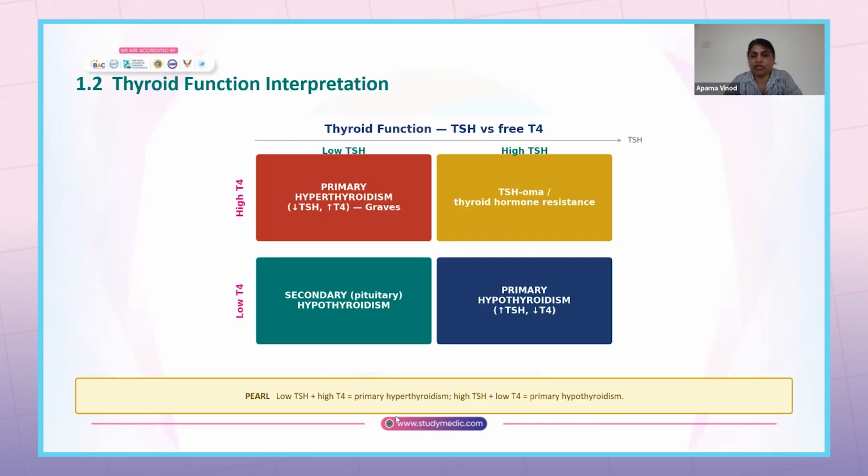Now you have primary hypothyroidism in the blue box, in which we have low thyroid hormones. Since it is primary hypothyroidism, the gland fails to produce enough thyroid hormones, and the pituitary is trying to stimulate the gland to produce more. So you will have a high TSH with low T4. And when the TSH is high and the T4 is high as well, it is thyroid hormone resistance. Usually you can see this in tumors producing TSH.